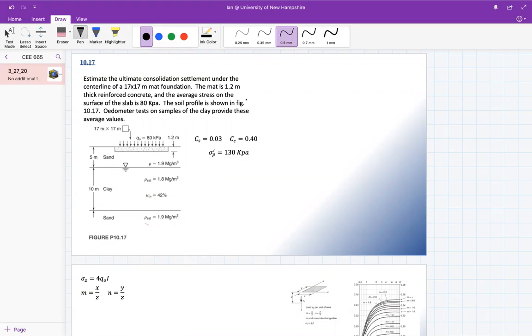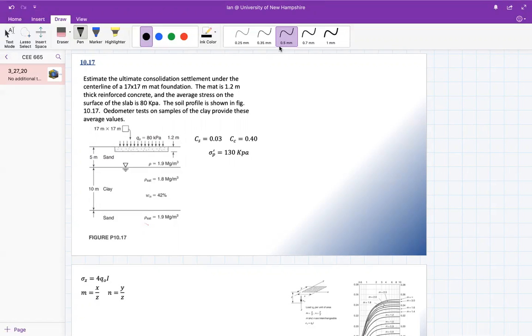Great. So we are going to estimate the ultimate consolidation settlement under the center line of this foundation. The mat is 1.2 meters thick of reinforced concrete, and the average stress on the surface of the slab is 80 kPa. We have this soil profile given to us and these values given from an odometer test, which is just the same thing as a consolidation test.